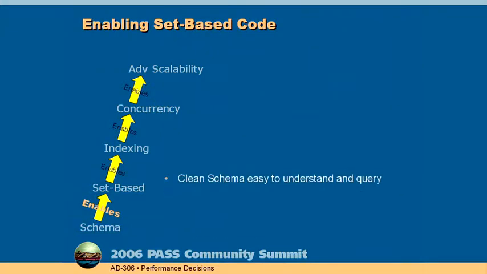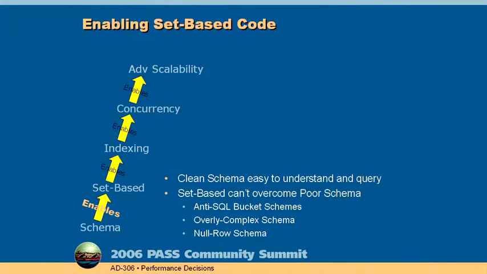So if you have a nice clean schema and you've avoided overcomplexity, then it's easy to understand the schema. It's obvious how to query the schema, and you will set yourself up for writing good set-based code. But I've seen schemas that are extremely difficult to query and almost force you to write cursors and clumsy code. And set-based code can't overcome a poor schema. I've seen schemas so bad that it's nearly impossible to write good set-based code. So this is the dependency between schema and set-based: schema enables or sets up set-based code.